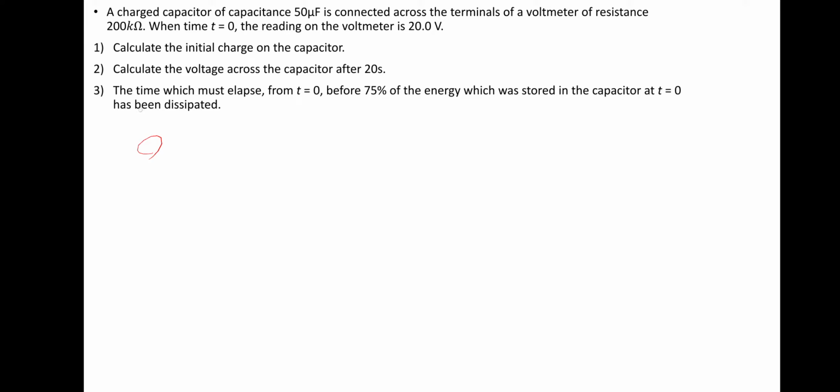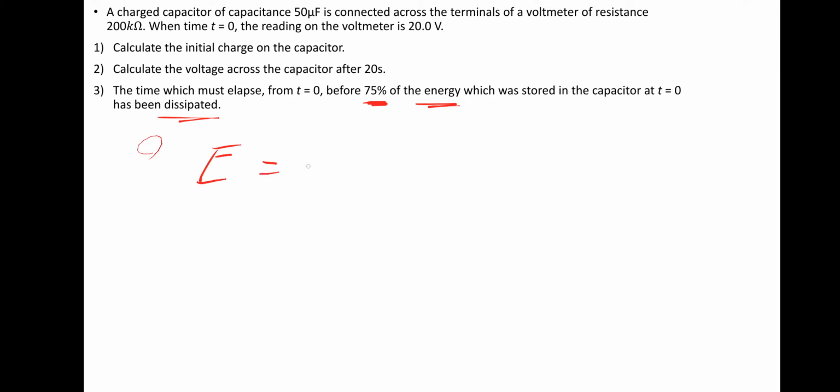So tricky, this one. It says the time which must elapse from t equals 0 before 75% of the energy has been dissipated. So that means gone. So how much energy is remaining? Well, it's a quarter. So what we need to do is figure out how much voltage we've got if we've got a quarter of the remaining energy, which we actually looked at in the previous question. Some of you might realise already that the voltage will be half.